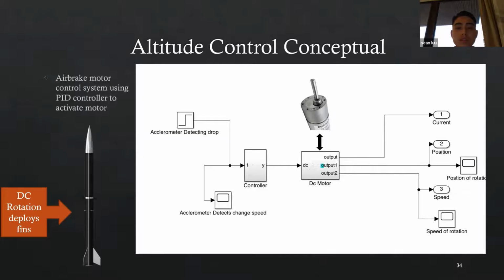This was the first conceptual design that I designed in MATLAB. It consists of the controller and the DC motor, which is now a stepper motor. The MPU 6050 would be attached to the controller. It would detect a drop, and then in turn would turn the stepper motor, activating the air brakes.